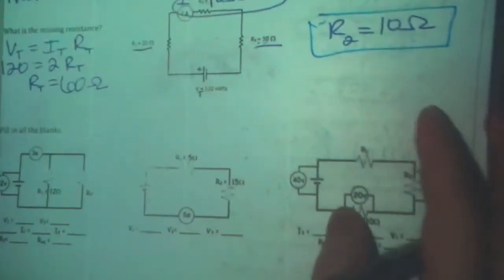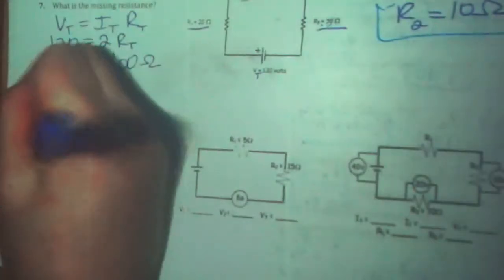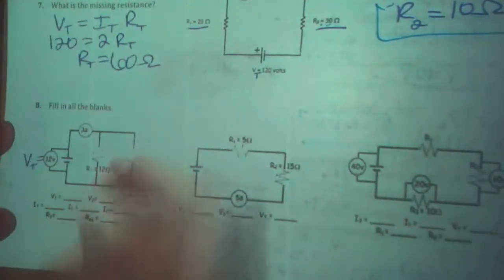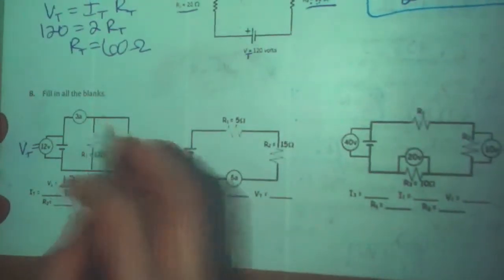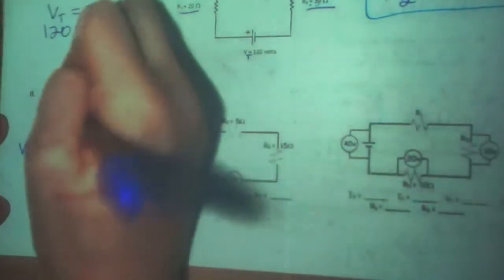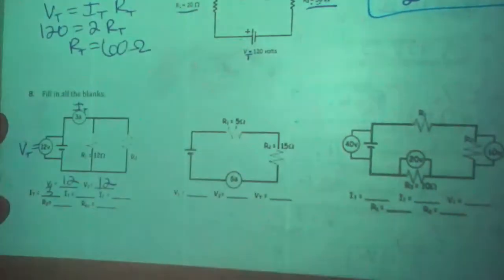Number 8. This is a parallel circuit. Voltage is the same, so that's my total voltage. It's also V1 and V2. This current right here is before the current splits up into branches, so that's your total current, so 3 amps.